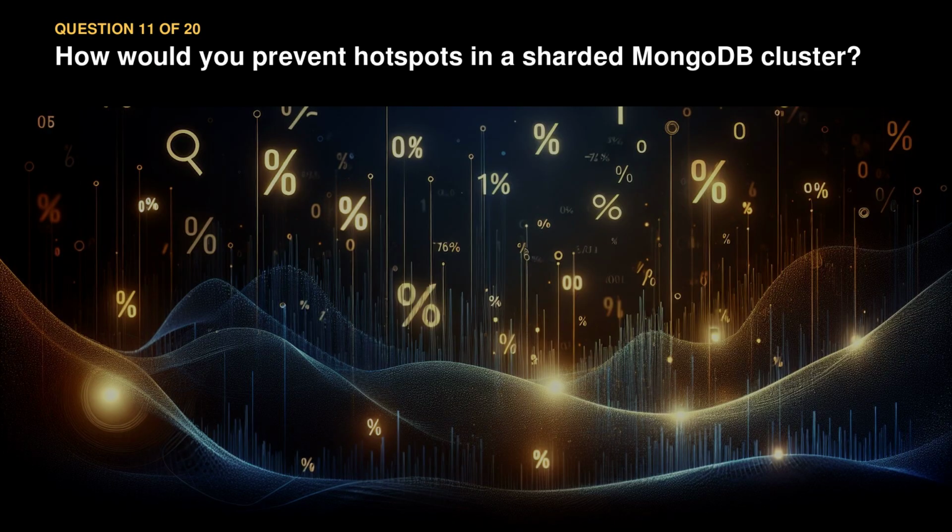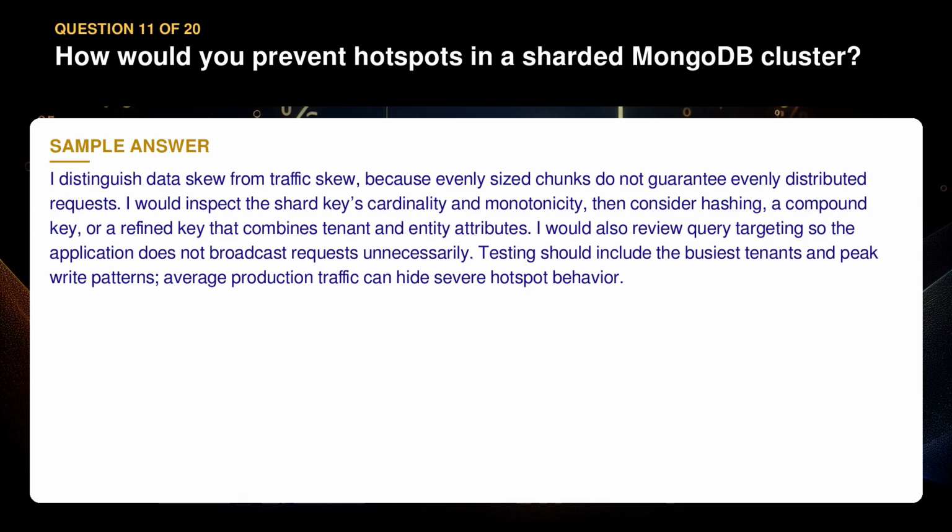Question 11. How would you prevent hotspots in a sharded MongoDB cluster? I distinguish data skew from traffic skew, because evenly sized chunks do not guarantee evenly distributed requests. I would inspect the shard key's cardinality and monotonicity, then consider hashing, a compound key, or a refined key that combines tenant and entity attributes. I would also review query targeting so the application does not broadcast requests unnecessarily. Testing should include the busiest tenants and peak write patterns. Average production traffic can hide severe hotspot behavior.